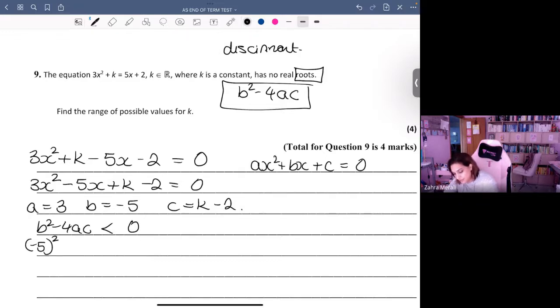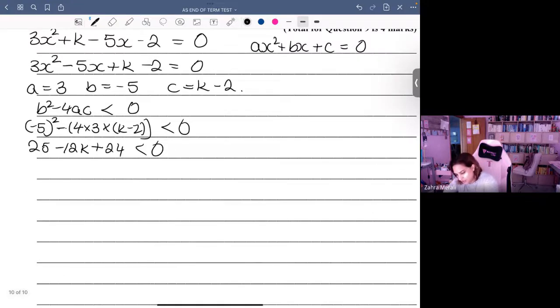I've got minus 5 squared minus 4 times 3 times k minus 2. So I get 25 minus 12k, and a minus minus, so plus 24 is less than 0. So 25 plus 24 gives me 49 minus 12k is less than 0. Minus 12k is less than minus 49.